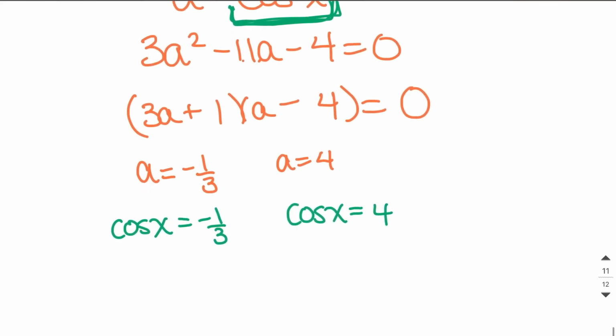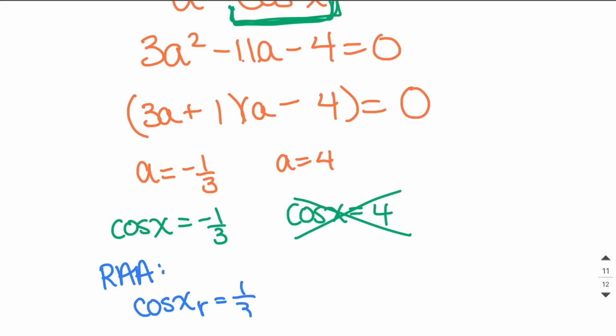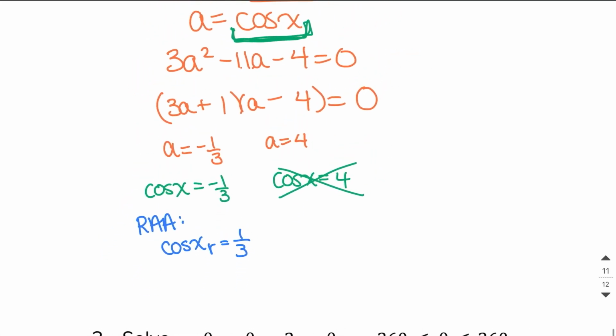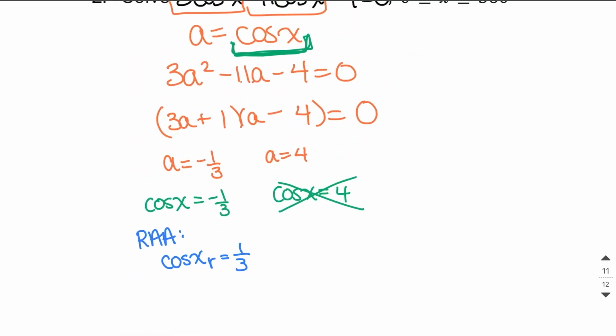So remember again, this is just like sine. Sine can only be between negative 1 and positive 1. Cosine can also only be between negative 1 and positive 1. So cosine of x equals 4 is impossible. So this is the only equation that we can really solve. We're going to find our related acute angle. To find our related acute angle, we're going to use a positive 1/3. So our related acute angle is the inverse cosine of positive 1/3.